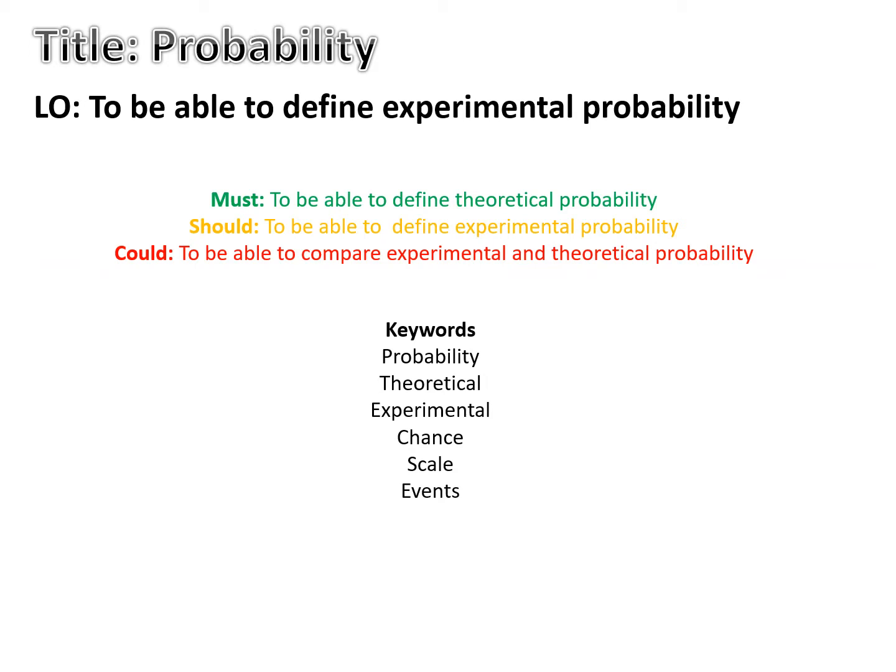Okay, so our lesson objective will be: we are going to define experimental probability, and there are some keywords: probability, since you know about that, theoretical, experimental, chance, scale, and events.